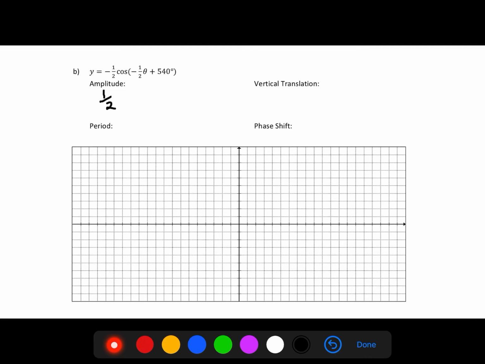Part B, y equals negative half cos negative half theta plus 540. So here our amplitude, the positive value of A out front, is 1/2. Period comes from in here. Again, notice we're going to have to factor out that negative 1/2. And when we divide by a half, our number gets bigger, so this is going to become a minus. We're going to have minus 1080, and we don't have anything at the end.